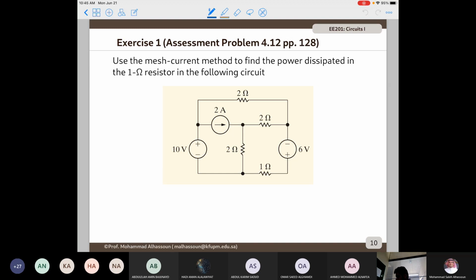Yes, so we have the special case here, so we can consider 2 meshes. We can combine the top one and the bottom left one. Okay, so where is the super mesh here? The super mesh is between the bottom left mesh and the top mesh. Okay, this is the super mesh. This is the place where we want to remove the current source.